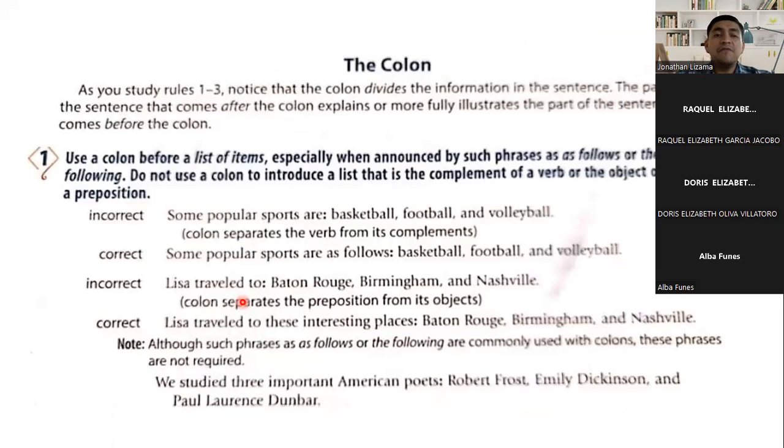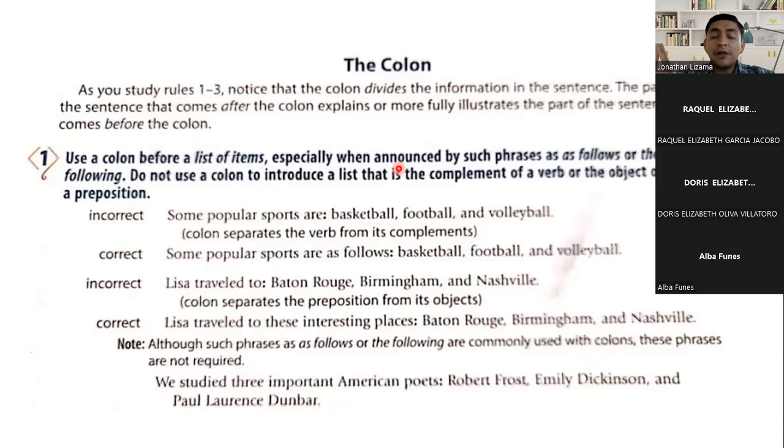Continue, the colon, los dos puntos, perdón. Use a colon before a list of items. Utilicemos los dos puntos antes de enlistar artículos. Especially when announced by such phrases as follows or the following. Vamos a agregar dos puntos cuando enunciamos frases como as follows o the following. Como en español lo que estamos hablando, lo siguiente. Como muestra, lo siguiente. Eso.